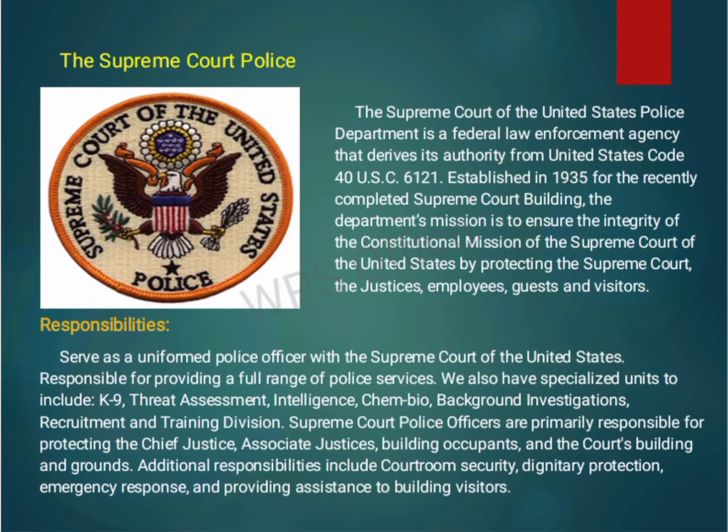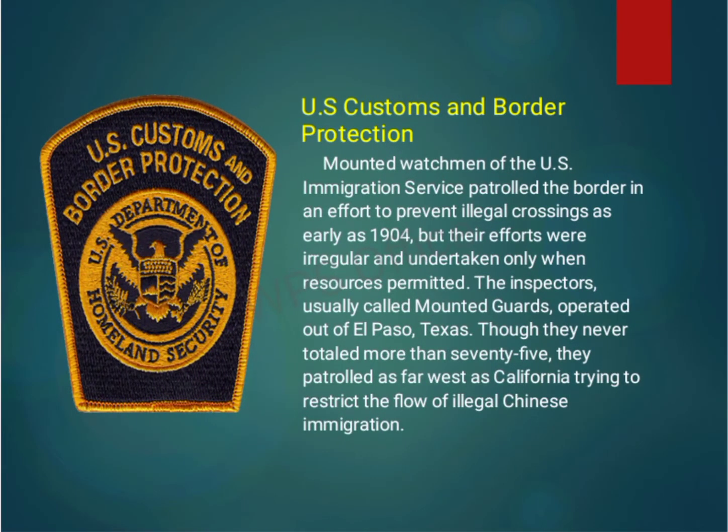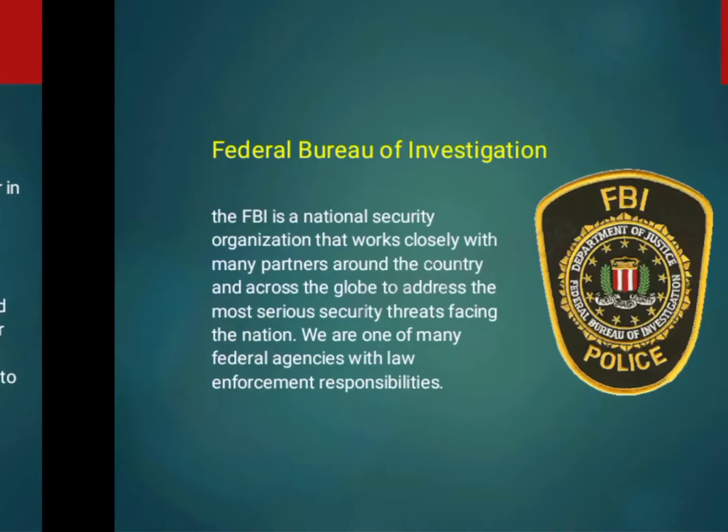The Supreme Court Police serve as uniformed police officers with the Supreme Court of the United States. Supreme Court police officers are primarily responsible for protecting the Chief Justice, Associate Justices, building occupants, and the court's building and grounds. U.S. Customs and Border Protection is also a police agency of America.